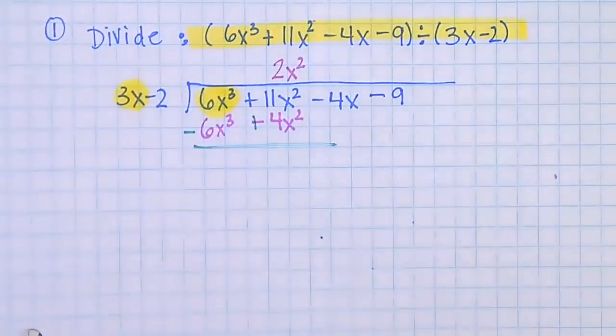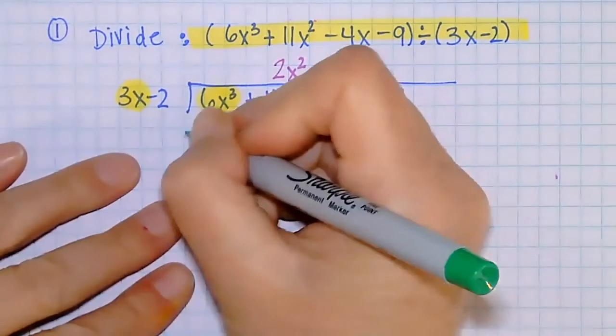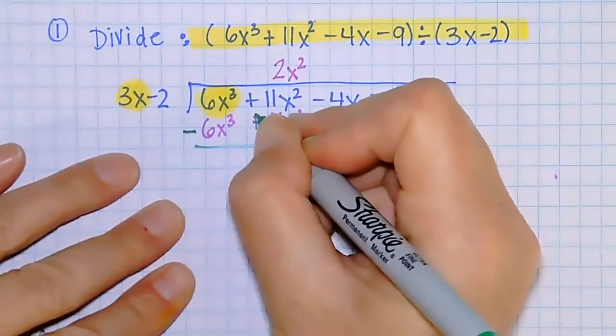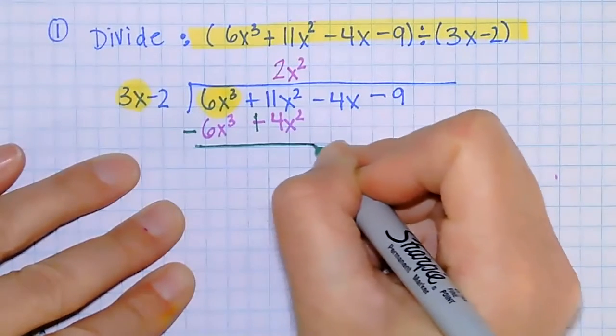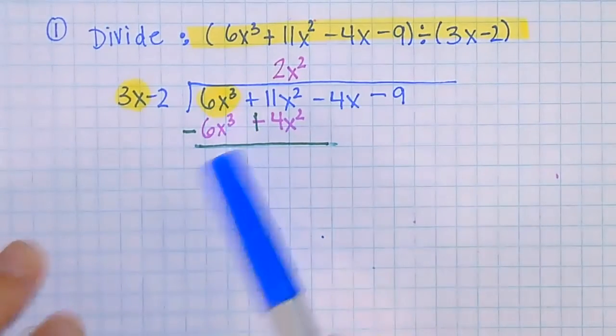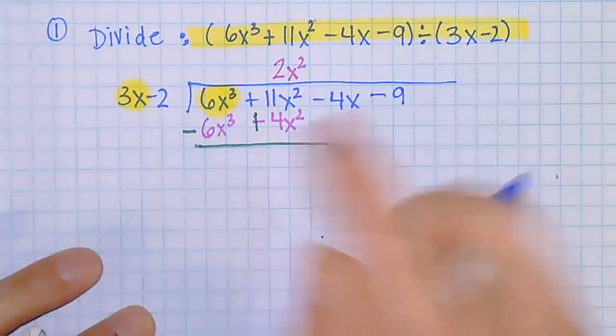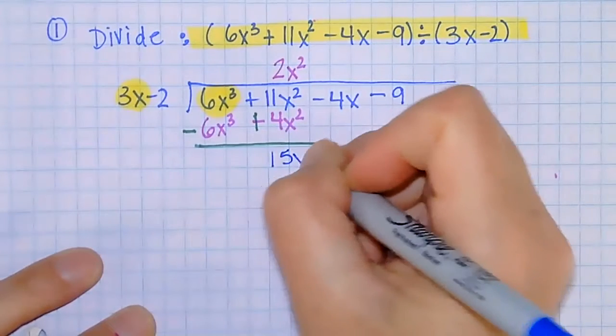So minus, this becomes a positive. And now I'm going to do that math, okay? So 6x cubed minus 6x cubed cancels out. I have an 11x squared, and now this is a plus 4x squared, so I get a 15x squared.